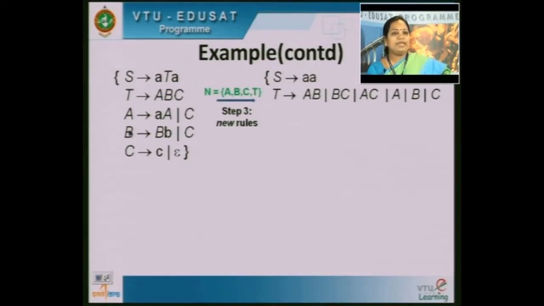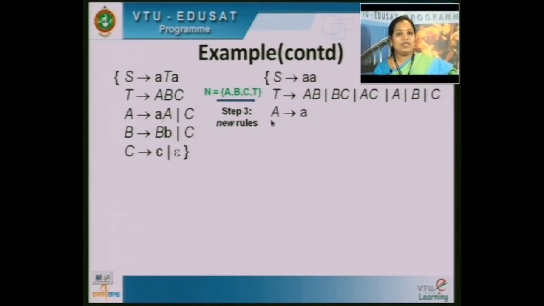So, for T tends to ABC, the new rules added are T tends to AB, BC, AC, A, B and C. Coming to A tends to AA, A is nullable, so A tends to A is the new rule added. Similarly, B tends to BB, where B is nullable, so B tends to B is the new rule added. Once we add the new rules, next is the final grammar obtained excluding C tends to epsilon.